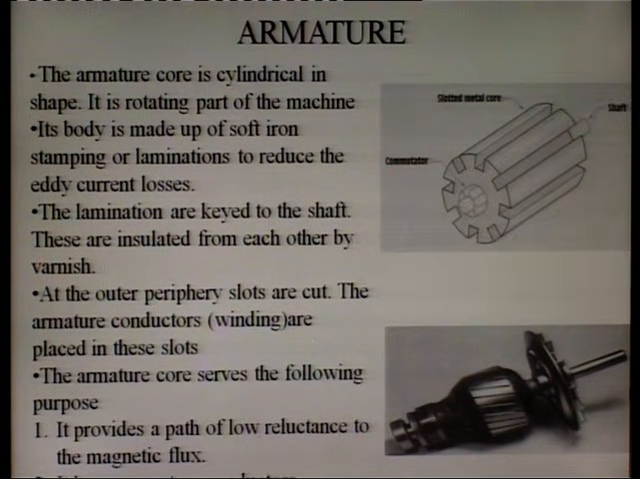The armature core serves the following purposes. First, it provides the path of low reluctance to magnetic flux. Second, it houses the armature conductors. So this is the armature and it provides the low reluctance path to the magnetic flux, and slots are made on this armature and conductors are placed in these slots.